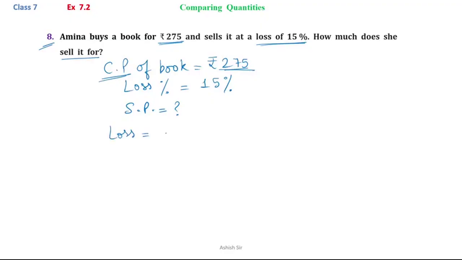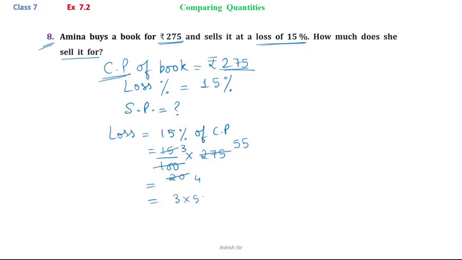So the loss here is 15%. So loss will be 15% of cost price, that is 15 by 100 into cost price, 275. Now what we can do is we can cancel it with 5. So 5 3s are 15, 5 2s are 10 and 0. And again we can cancel with 5: 5 4s are 20, 5 5s are 25. So the loss we can write down as 55 into 3 by 4, that is 165 by 4 is the loss.